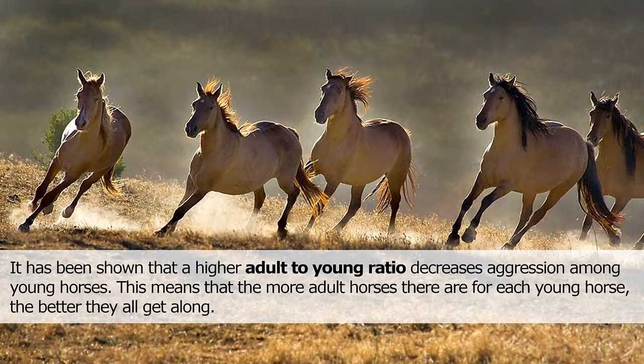Within the same variable, we could have two different categories, and then we could find the ratio between the categories of the same variable. In a research study, it was shown that a higher adult to young ratio decreases the aggressiveness among young horses. That means that the more adult male horses there are for each of the young horses, the better they all get along, so they don't get aggressive.